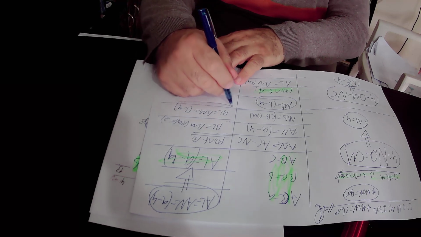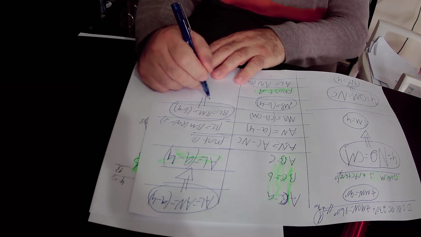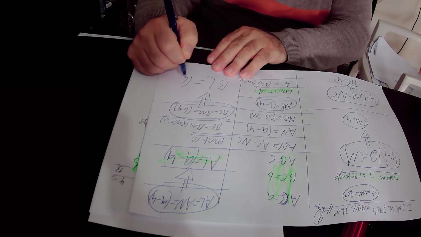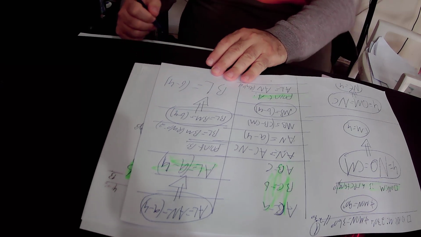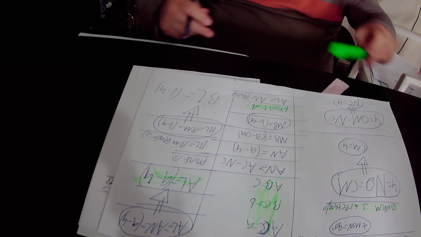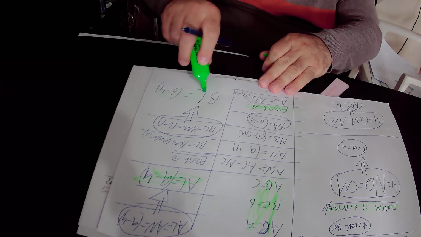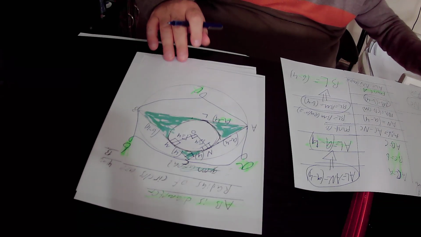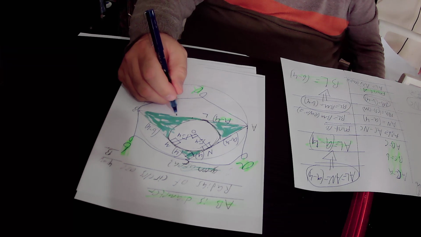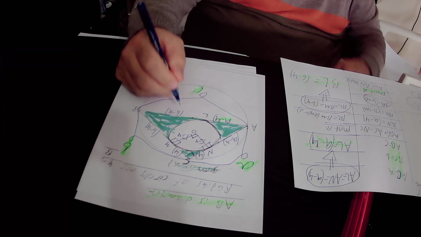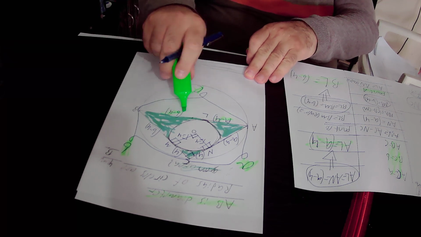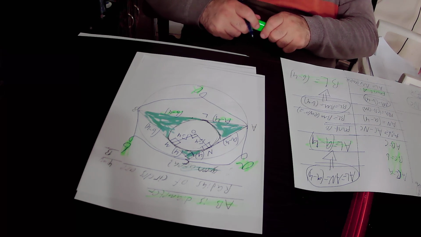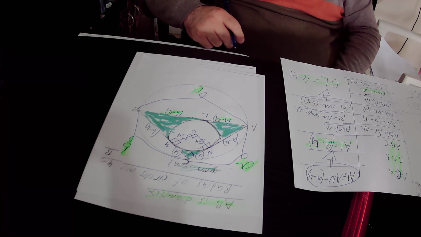From the equation BL equals BM equals B minus 4, we derive that BL is also equal to B minus 4. So in conclusion, we found out that BL equals B minus 4 and AL equals A minus 4.